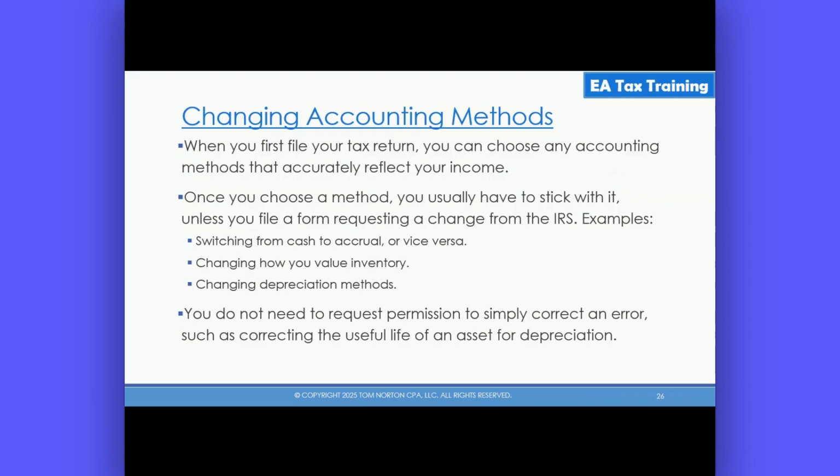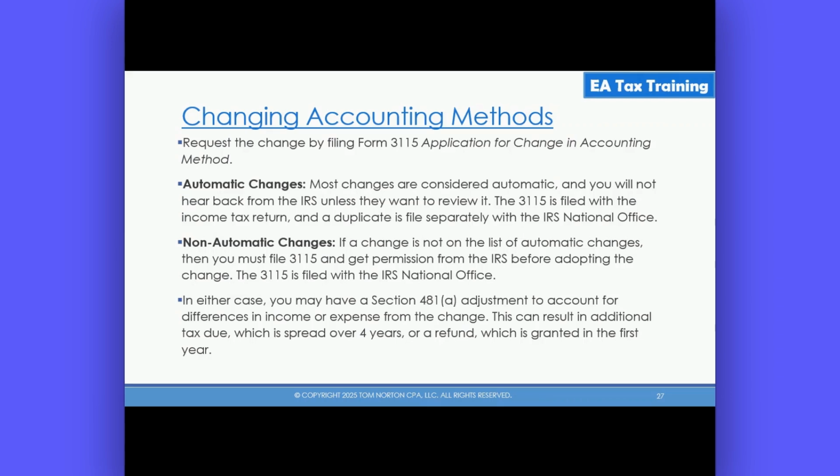Now, you do not need to request permission to simply correct an error, such as correcting the useful life of an asset for depreciation. So if you just made a mistake last year, you're doing your depreciation, you picked the wrong useful life for a particular asset, then you can just go ahead and correct that. That's not something that you have to request a change in accounting method for. If you are going to request a change in accounting method, you will do so by filing this form.